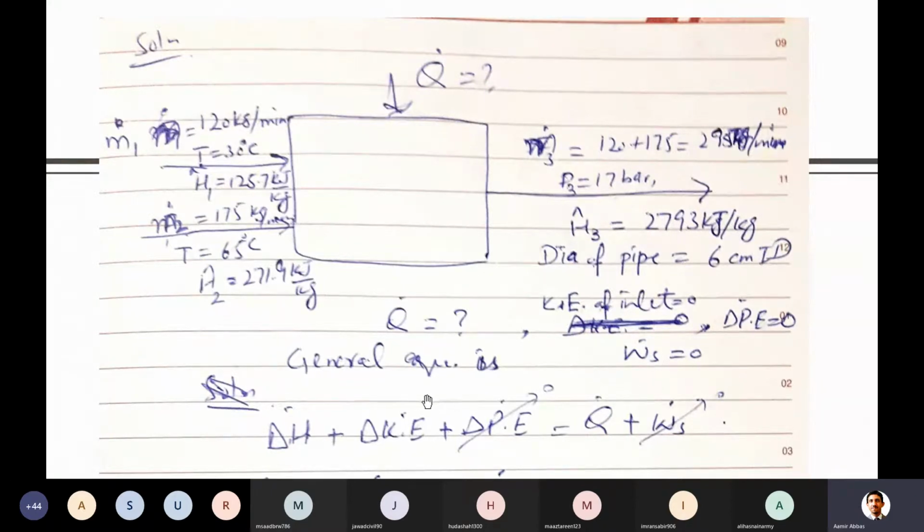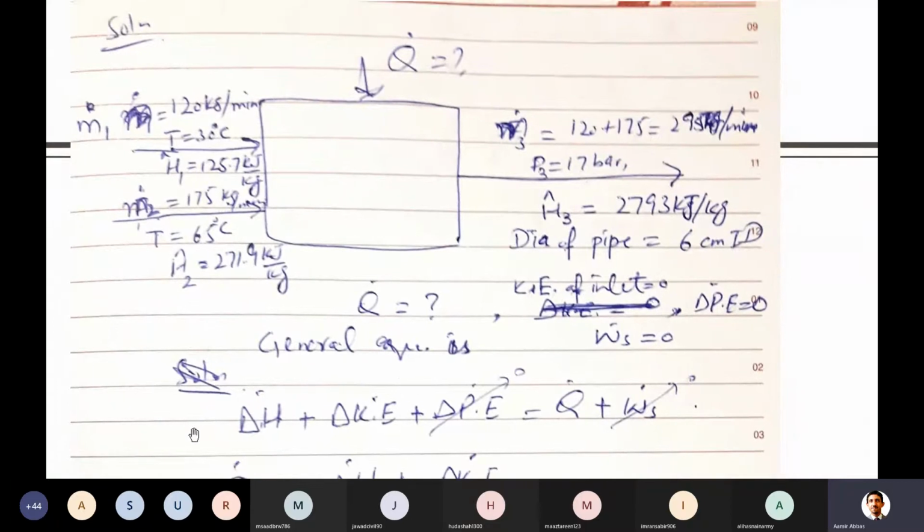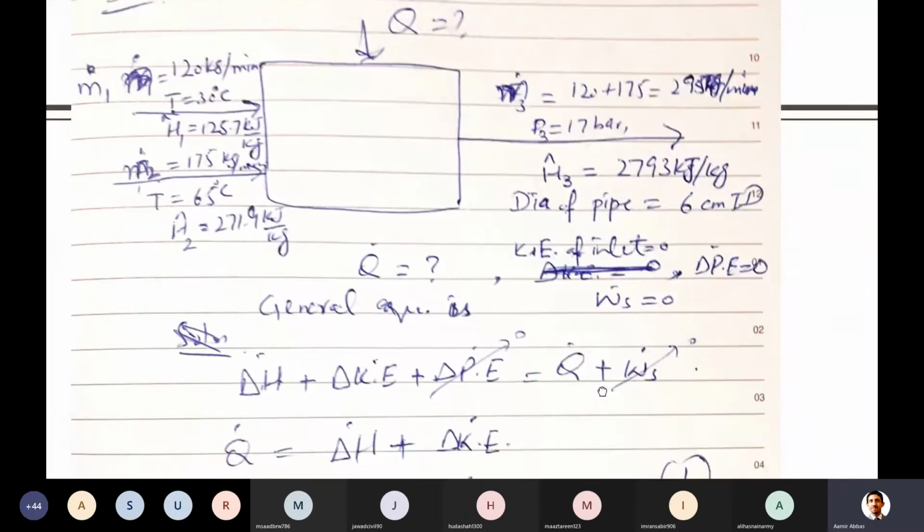So overall, you can write the general equation for energy balance, as I told you: change in enthalpy plus change in kinetic plus change in potential energy is equal to heat plus work in the form of shaft work. As already mentioned, shaft work as well as potential energy change are both 0. So we will just take change in enthalpy, change in kinetic, and Q.